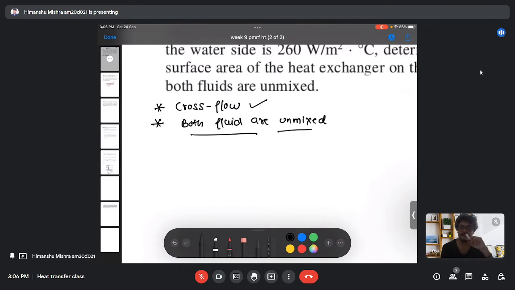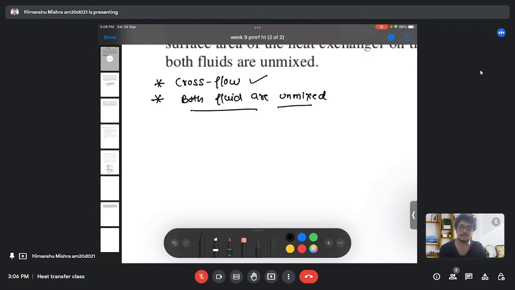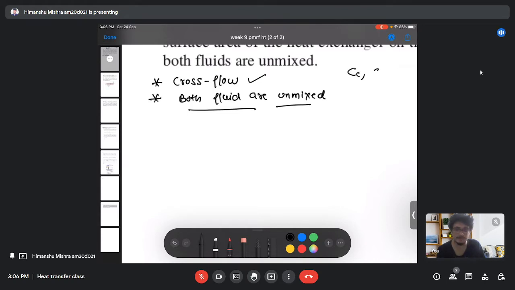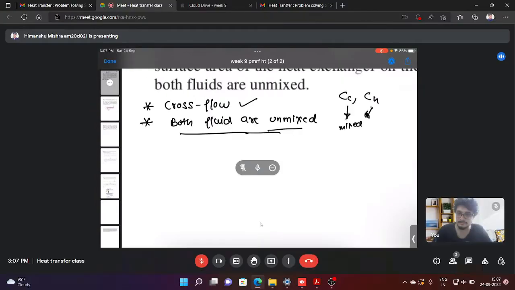There are typically three NTU or effectiveness correlations for cross flow heat exchangers, and it depends on whether the fluid is unmixed or not. Suppose we have a cold fluid and a hot fluid, which have heat capacity rates Cc for the cold fluid and Ch for the hot fluid. Based on whether both fluids are mixed or not, or even if one fluid is mixed or not, there are multiple correlations for the effectiveness. We have been given in the question that both fluids are unmixed. So let me share one.